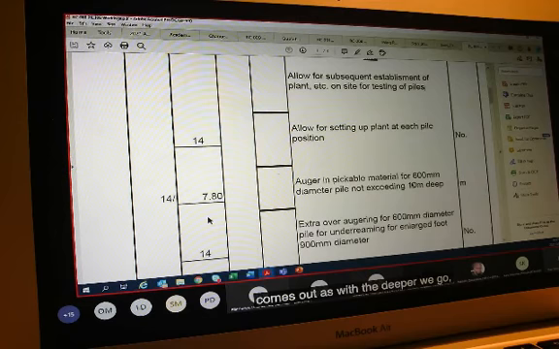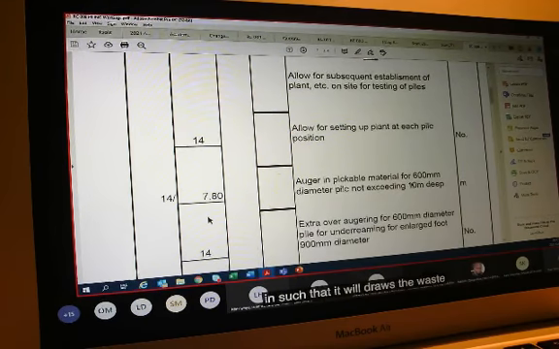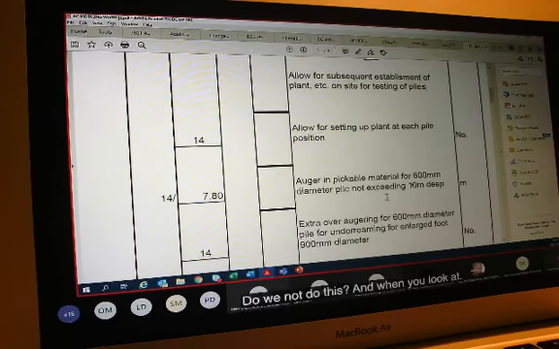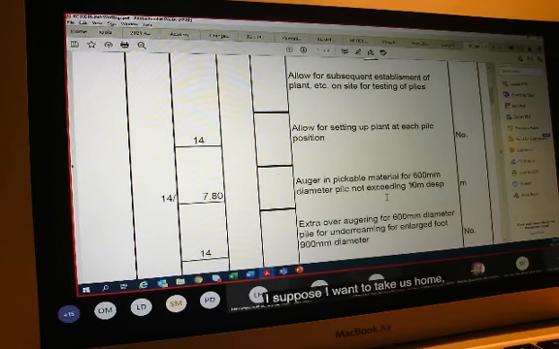And if you have a look at that schematic video that I showed earlier, it showed that as we drill, the rubbish comes out. The deeper we go, the shape of the drill bit is such that it draws the waste material out of there. So we now need to auger in pickable material for 600 millimeter diameter piles not exceeding 10 meters deep.